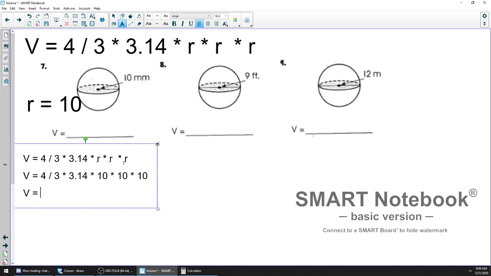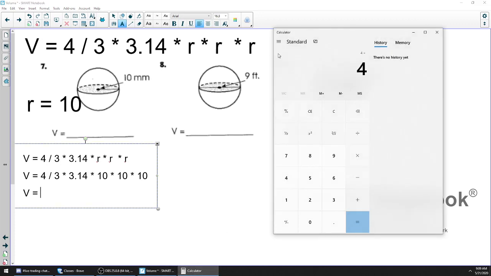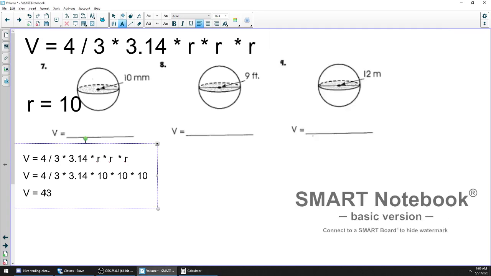And what will we get? Take out the calculator. 4 divided by 3 times 3.14 times 10 times 10 times 10. Ooh, that's a big number. But remember, we have a decimal point here. So it's really 4,186.66. I'm always going to generally stop at the hundredths place or the tenths place, or if they ever tell you. And don't forget my measurement, millimeters cubed. Let's do the next one.